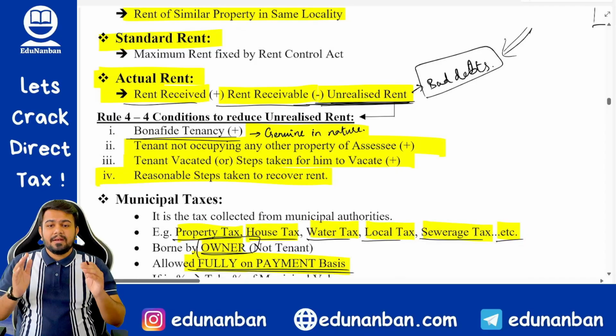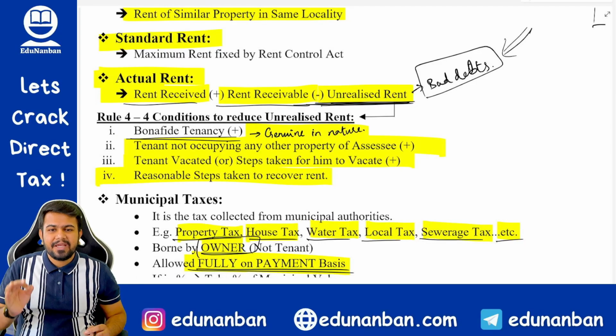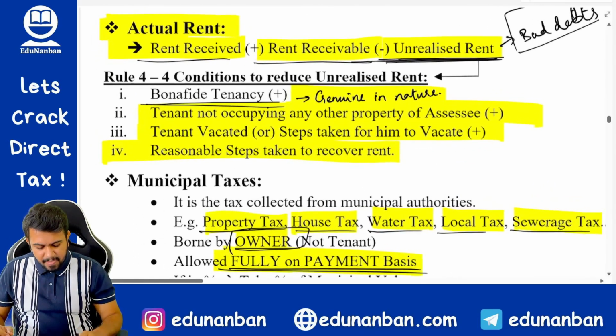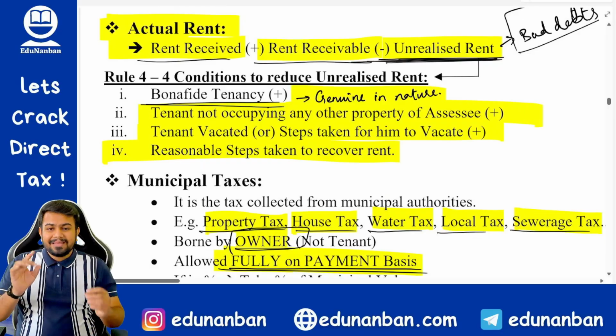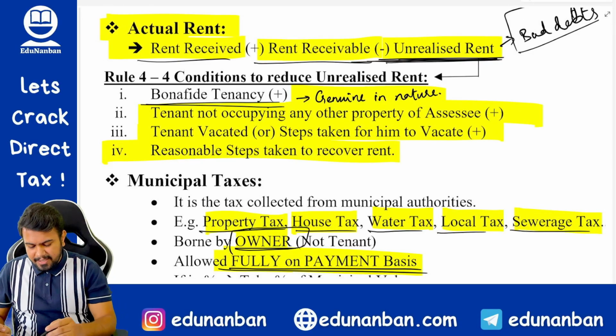Correct? But to reduce this unrealized rent, you have to satisfy Rule 4 conditions. What are the 4 conditions? Number 1, the tenancy should be bona fide. It means the tenancy should be a genuine tenancy.